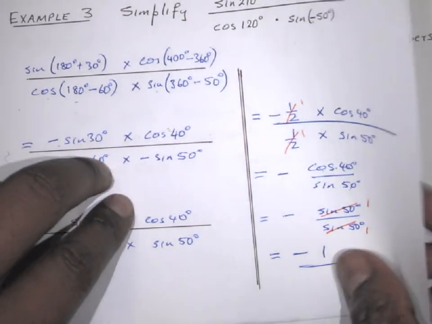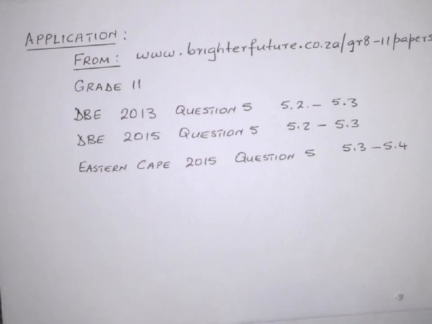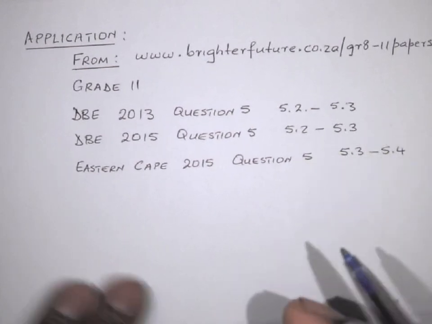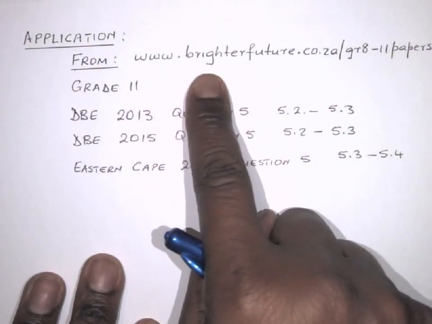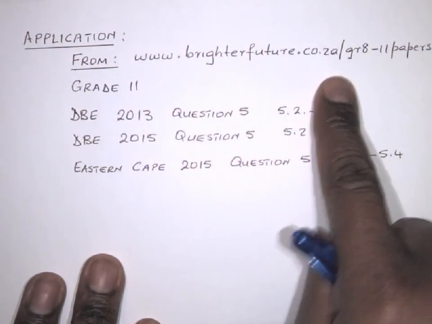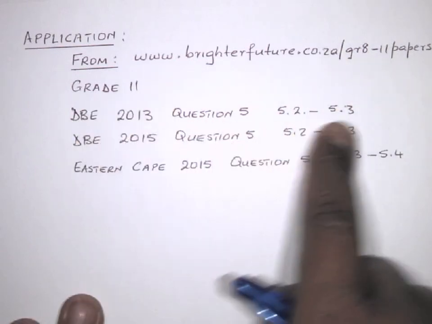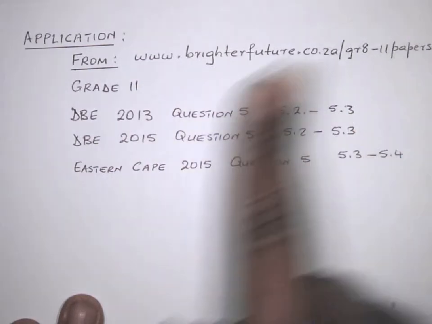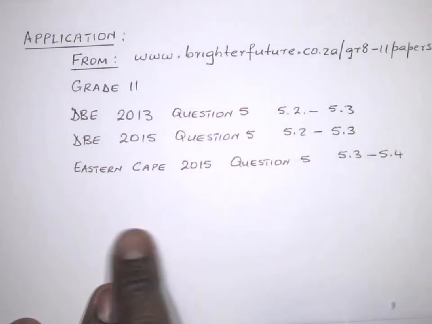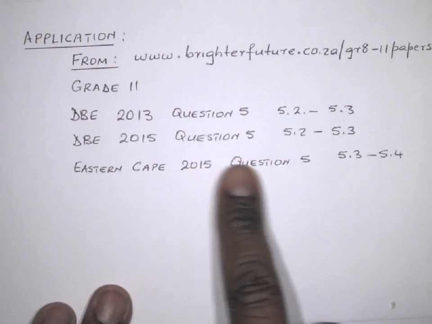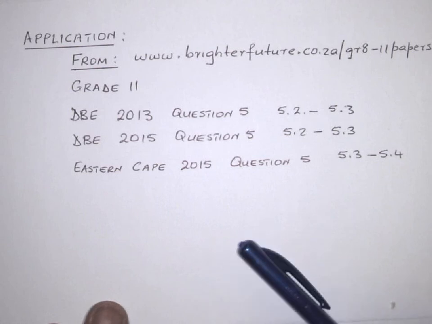So on your own, can you try some of the problems which are similar to this? These are how to get an exam. It's just the extension of the same question 5 that they last did. So from www.brighterfuture.co.za, grade 11 papers, grade 11. So DBE 2020, question 5, do 5.2 to 5.3, then 2015, question 5 again, 5.2 to 5.3, then Eastern Cape of 2015, question 5, you do 5.3 to 5.4. Good luck.